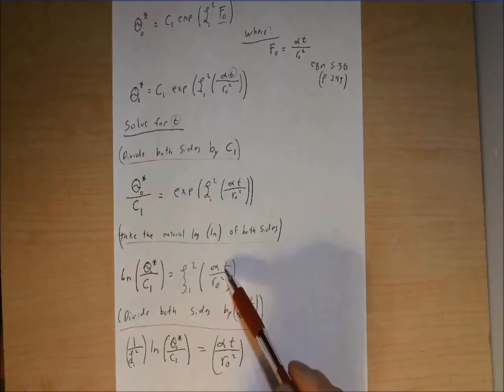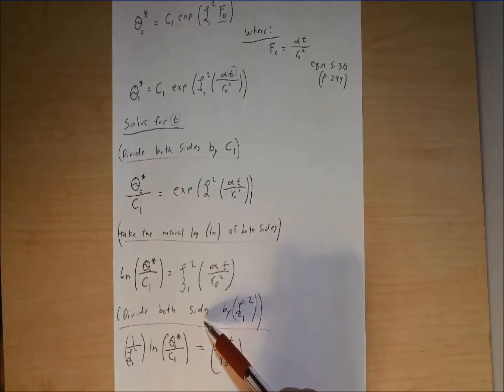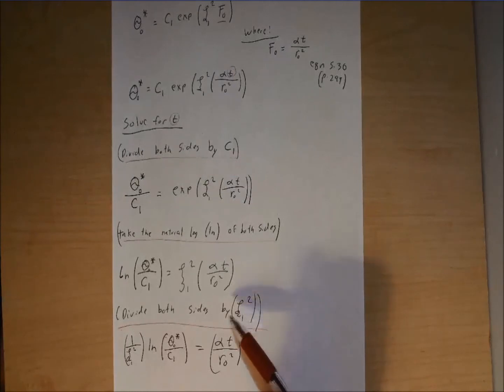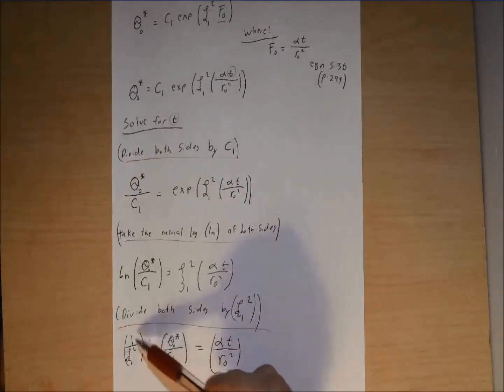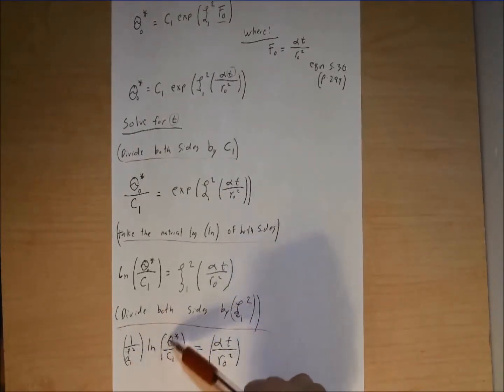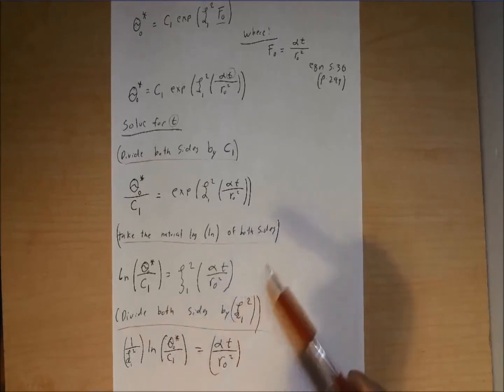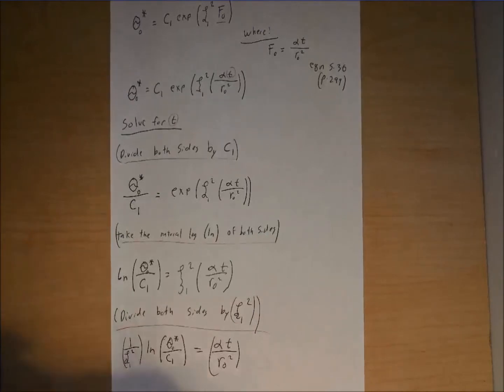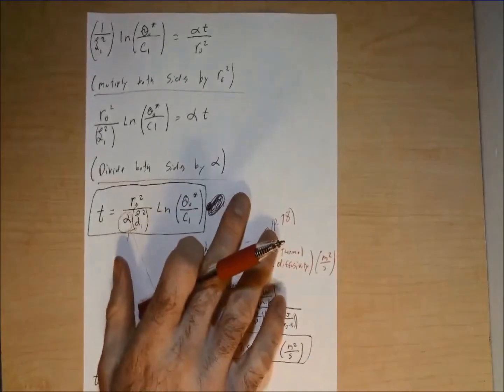So now we still need to get t by itself, so the next step in the solution is to divide both sides through by our eigenvalue squared term here. And you can see we divide through this, so now it's 1 over that value times the natural log of this ratio is equal to alpha t over r naught squared. So the next step in the solution is to go a little bit further with a simplification to try to get t by itself again. So that's what we do on the second page of this solution.